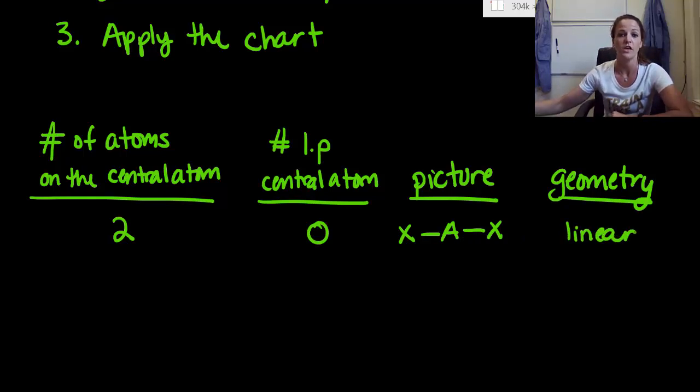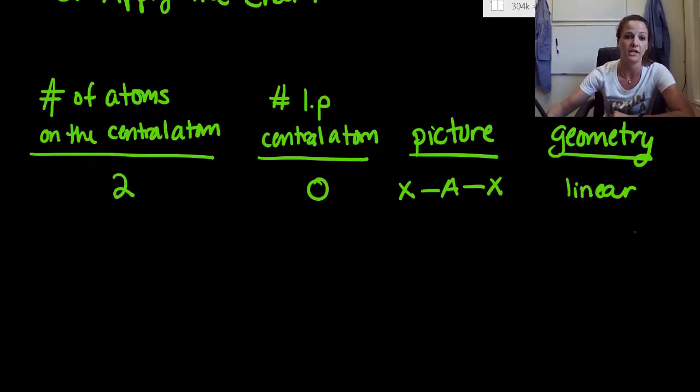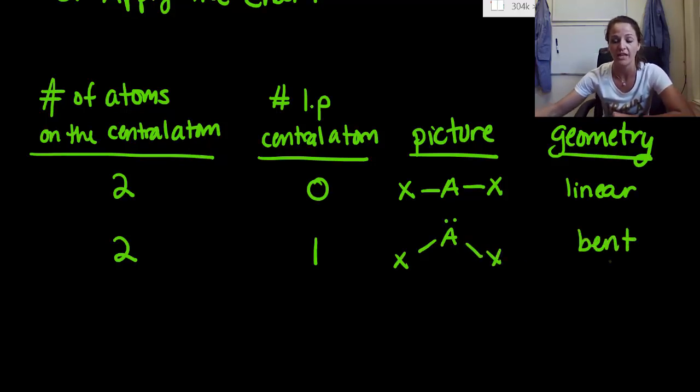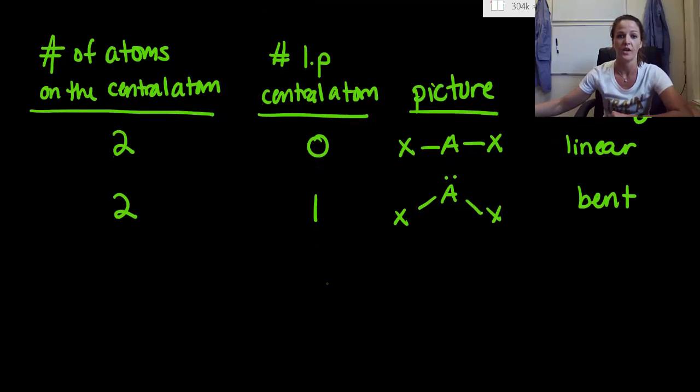Okay, very simple. Now we're going to methodically go down and just make this bigger and bigger and bigger. So now we're going to keep 2 atoms on the central atom, but this time we're going to add a lone pair. So it's going to look something like this. Here's A, your central atom, 1 lone pair, still connected to 2 atoms, except for this time we have a bent geometry, so it would look like that.